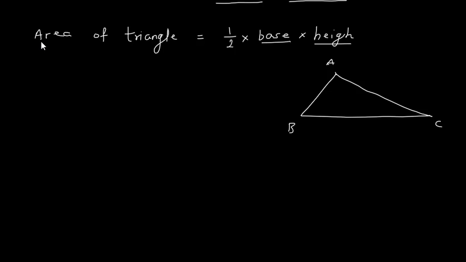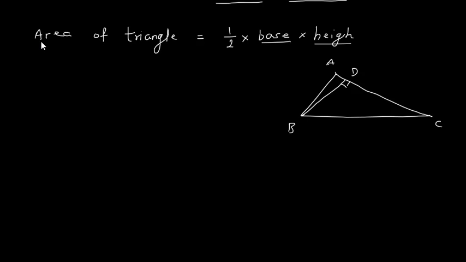We can also construct base and height like this. Suppose I draw a perpendicular from point B on side AC, and suppose this is 90 degrees. Then this BD will become the height and AC will become the base.